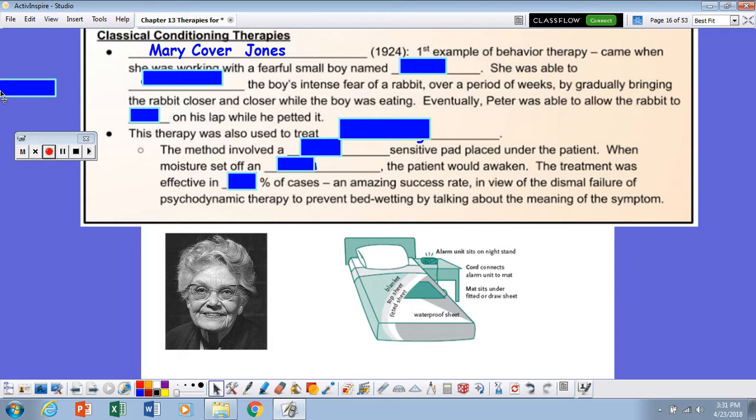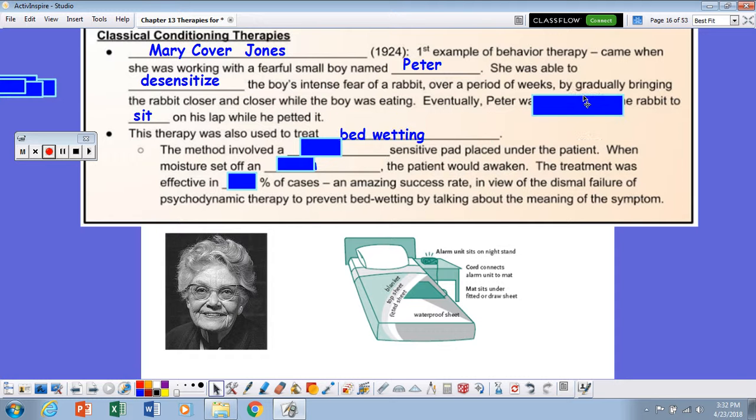Classical conditioning therapies. A while back we had talked about Mary Cover Jones. She was the first example of behavioral therapy. She came up when she was working with a small child named Peter. Peter had developed a very intense fear of rabbits, and so she was able to desensitize the boy's intense fear over a period of a few weeks by gradually bringing the rabbit closer and closer while the boy was eating. Eventually, Peter was able to allow the rabbit to sit on his lap while he petted it. This type of therapy is also used to treat bedwetting.